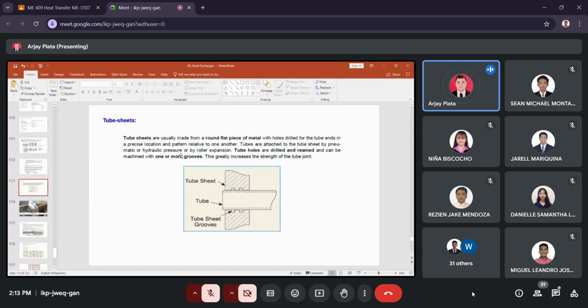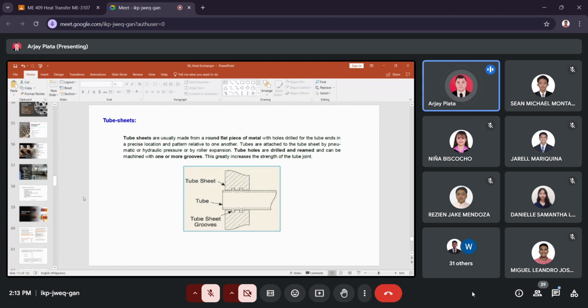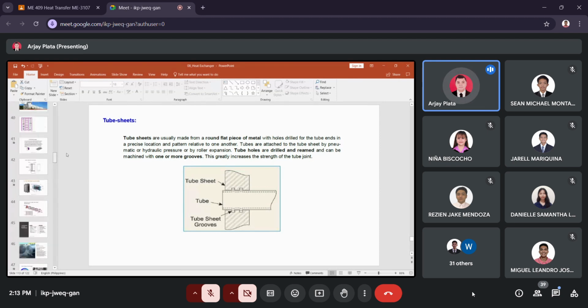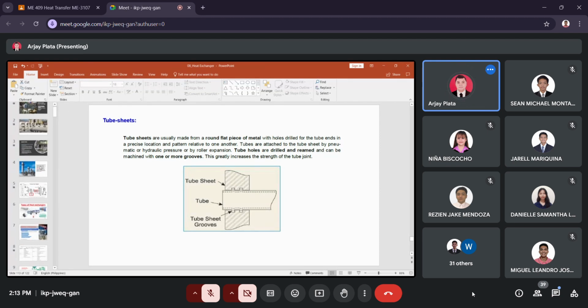So tube sheets are usually made of a round flat piece of metal with holes drilled for the tube ends in a precise location and pattern relative to one another. Later we will have a short presentation on the different parts of a heat exchanger.